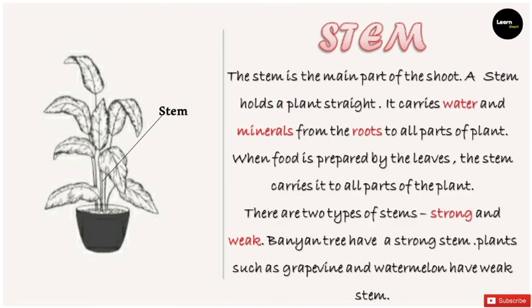Stem. The stem is the main part of the shoot. A stem holds a plant straight. It carries water and minerals from the roots to all parts of a plant. When food is prepared by the leaves, the stem carries it to all parts of the plant. There are two types of stems, strong and weak. Banyan tree has a strong stem. Plants such as grapevine and watermelon have a weak stem.